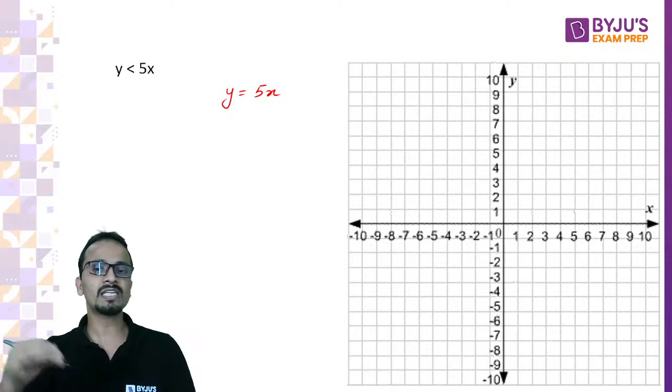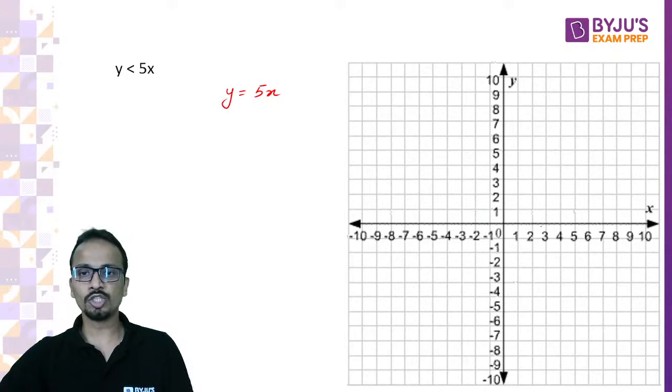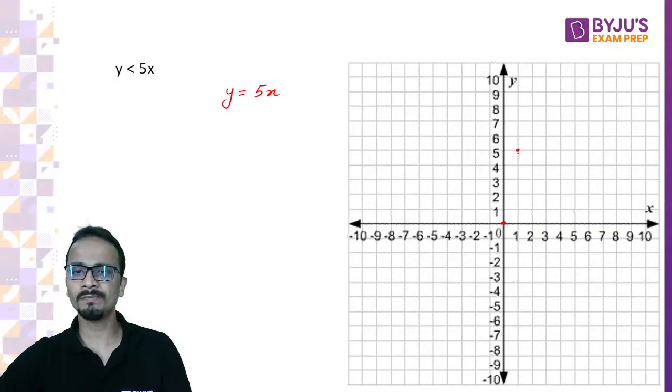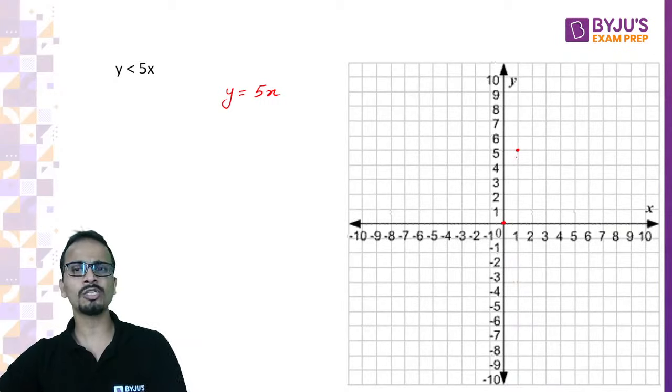Y equal to 5x का graph plot कर दो. Okay, so when x is 0, y will also be equal to 0. When x is 1, value of y will be equal to 1. I just need 2 points because I know that this will be a straight line.